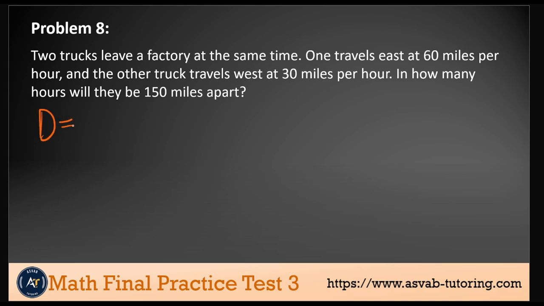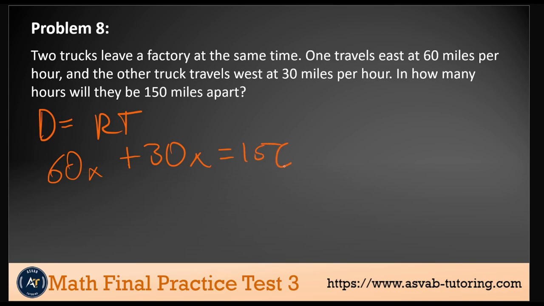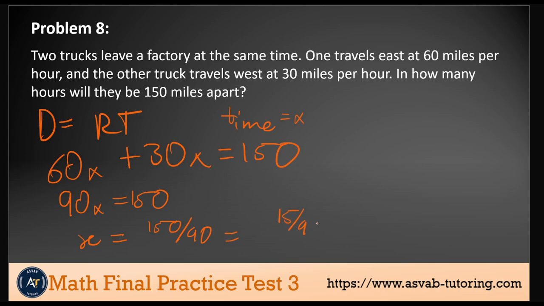Well, we have the distance equals rate times time equation. So if we have the time as x, we can say 60x plus 30x equals 150. So we have 90x equal to 150. So we have x equal to 150 over 90, which equals 15 over 9, which equals 5 over 3, which equals 1 2/3 hours.